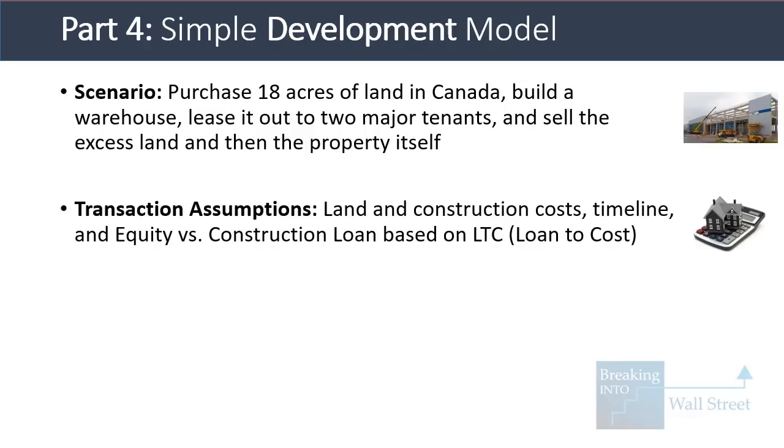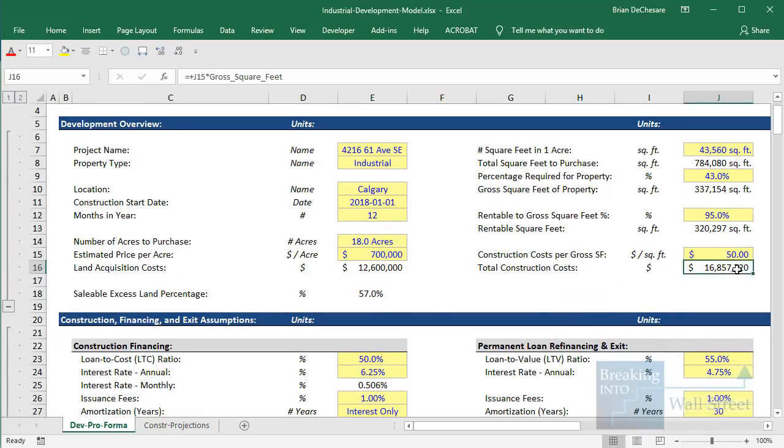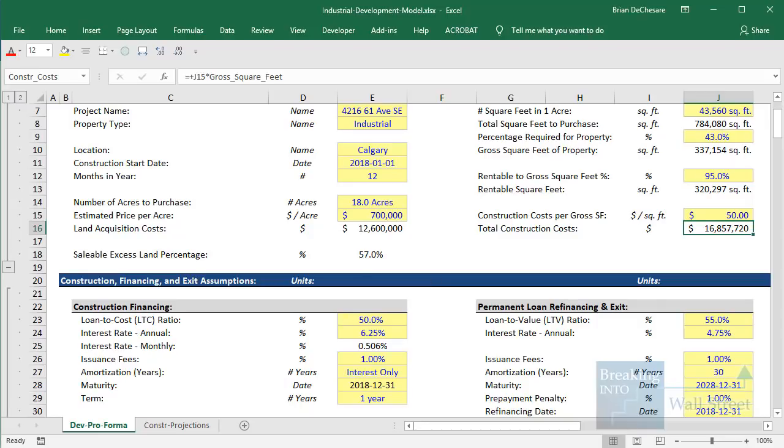For the transaction assumptions here, we have the land and construction costs, we have the timeline, and then we have the equity versus the construction loan based on a loan to cost or LTC ratio. You can see all those assumptions up here. We're buying 18 acres. It's going to cost us $700,000 per acre, so we get to our land acquisition costs like that. We calculate our construction costs based on the gross square footage of the property and the construction cost per gross square foot. We make an assumption, say that we use 50% debt and 50% equity to fund this property, and we have it all set up like that.